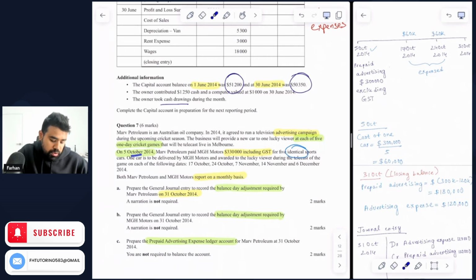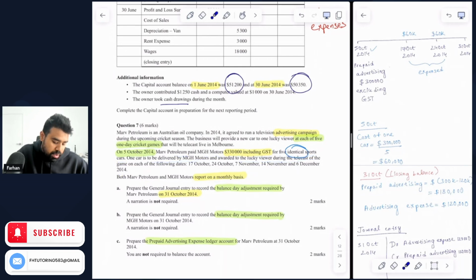On 5 October 2014, Mark Petroleum paid MGH Motors $330,000, including GST, for 5 identical sports cars. One car is to be delivered by MGH Motors and awarded to the lucky viewer during the telecast of the game on each of the following dates: 17 October, 24 October, 7 November, 14 November, and 6 December 2014. Both these companies report on a monthly basis.